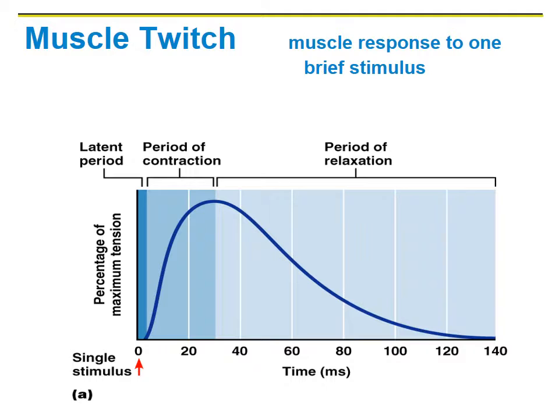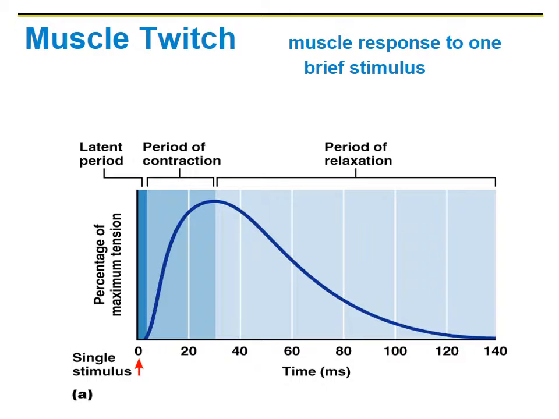This increase in tension as we form more cross-bridge cycles is called the period of contraction. We will have a peak tension generated according to the number of action potentials that arrived. Once the action potentials stop coming, we no longer make new cross-bridges.